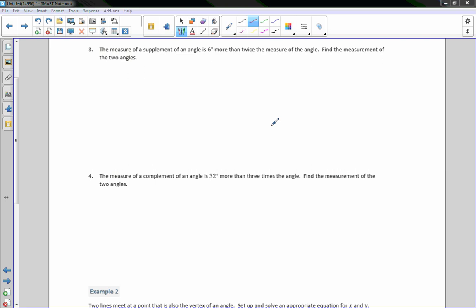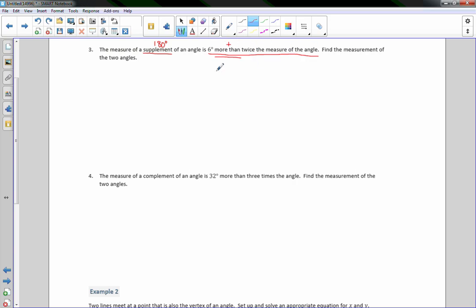Okay, number 3. The measure of a supplement of an angle is 6 degrees more than twice the measure of the angle. So we're talking about supplementary angles, which sum to 180 degrees. 6 more than twice the measure of an angle. Earlier in the year, the words "more than" mean to add. And when we see the words more than, less than, greater than, we always do right to left reading.